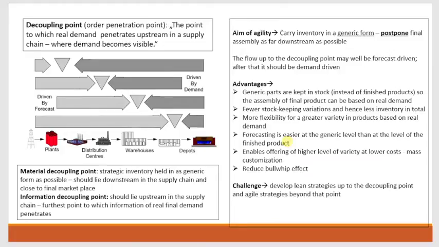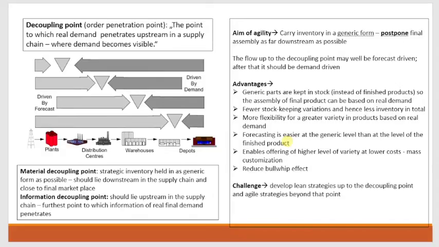This enables us also to have more flexibility for greater variety in product based on the real demand, because you keep the generic parts in stock, and as soon as you have the real demand, you can just assemble your final product. Also, forecasting becomes easier at the generic part level than at the finished product level. Furthermore, postponement enables us to offer a higher level of variety at lower costs. And when we say this, we're talking about mass customization, because once you know the real demand, you can just assemble the product based on the needs of the customer.